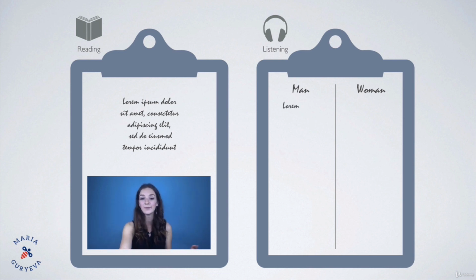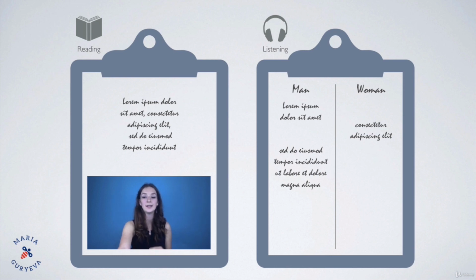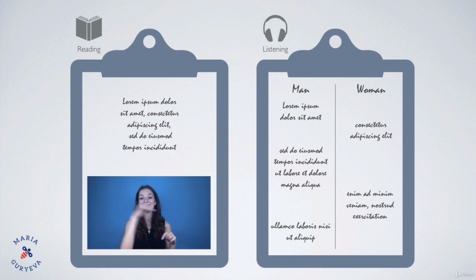So the man says something, we write it down here. Then the woman is responding, we write it here. The man answers, we write here. The woman says something, we write it here. And then the man responds and we write it here. So we always do a little zigzag, and then each phrase has its own place.